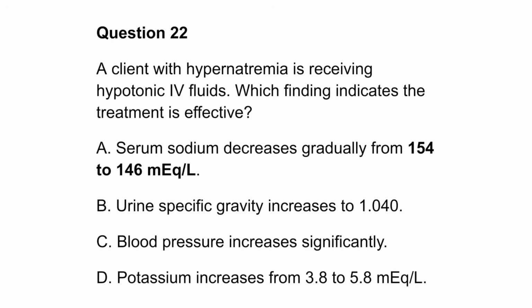Question 22. A client with hypernatremia is receiving hypotonic IV fluids. Which finding indicates the treatment is effective? A. Serum sodium decreases gradually from 154 to 146 milliequivalent/L. B. Urine-specific gravity increases to 1.040. C. Blood pressure increases significantly. D. Potassium increases from 3.8 to 5.8 milliequivalent/L.